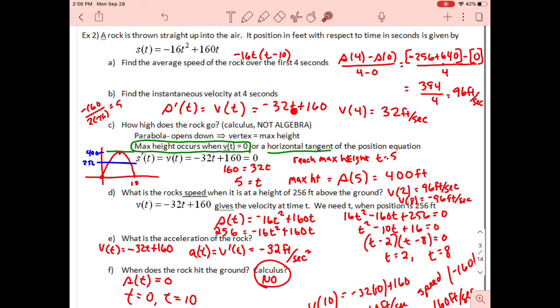And then v of 4, you simply plug in a 4, and you come up with 32 feet per second is the instantaneous velocity at the 4-second mark. Part C, how high does the rocket go? And you have to use calculus, not algebra.